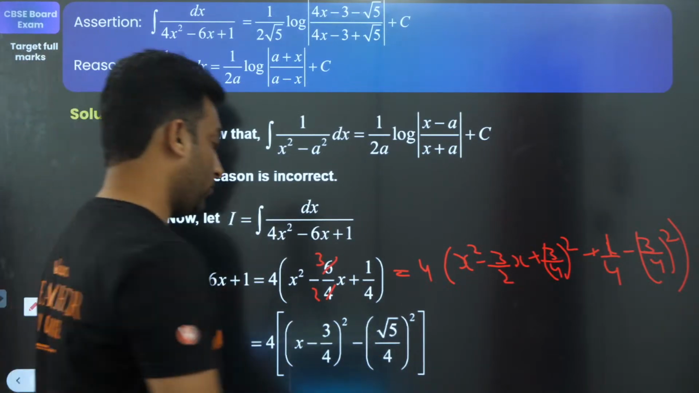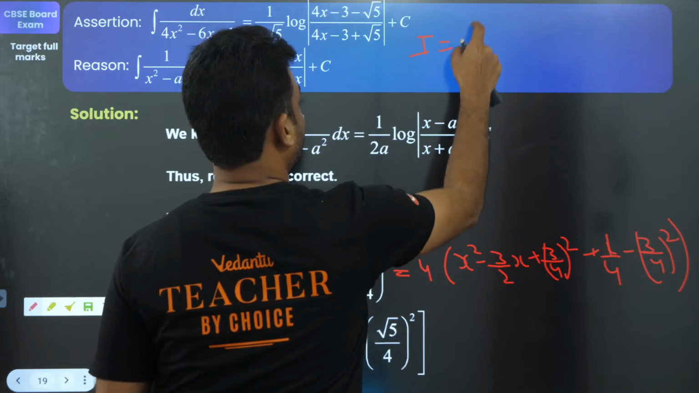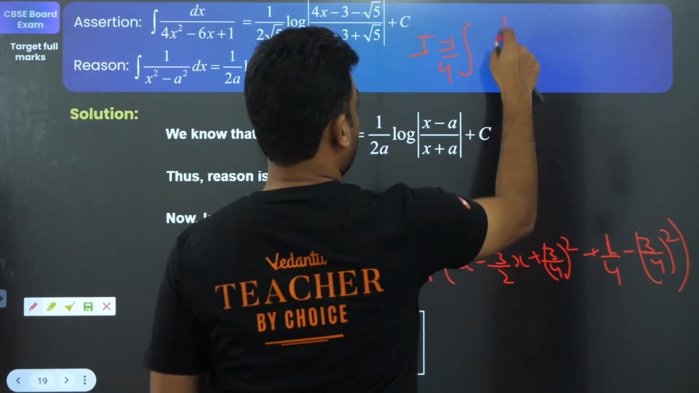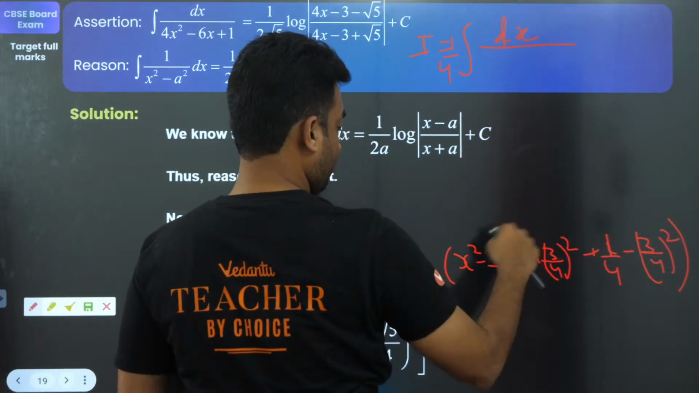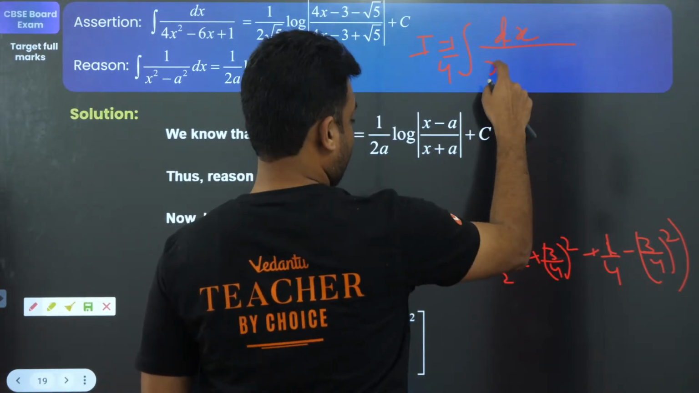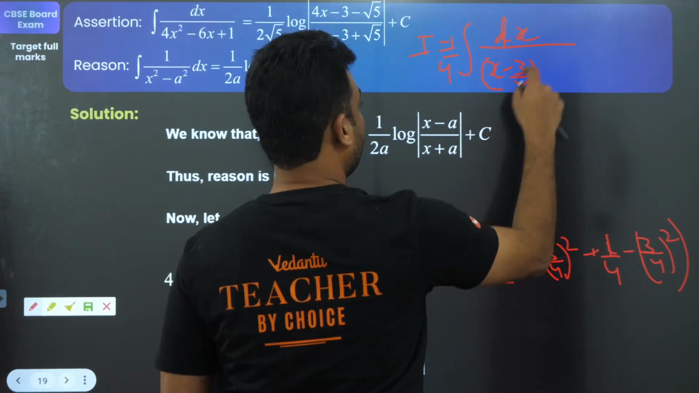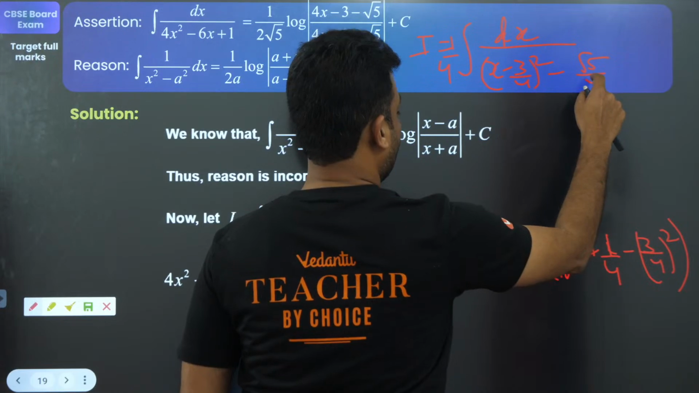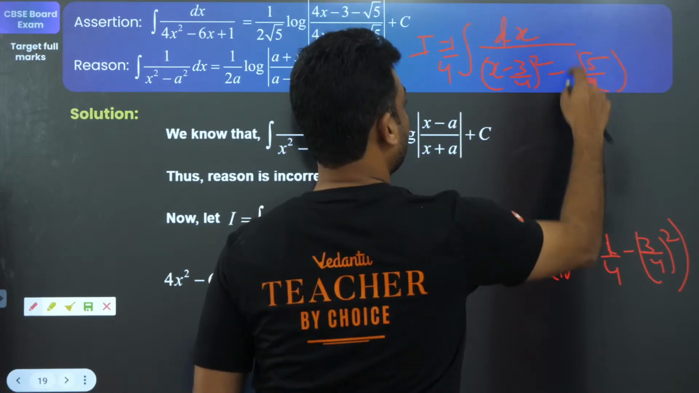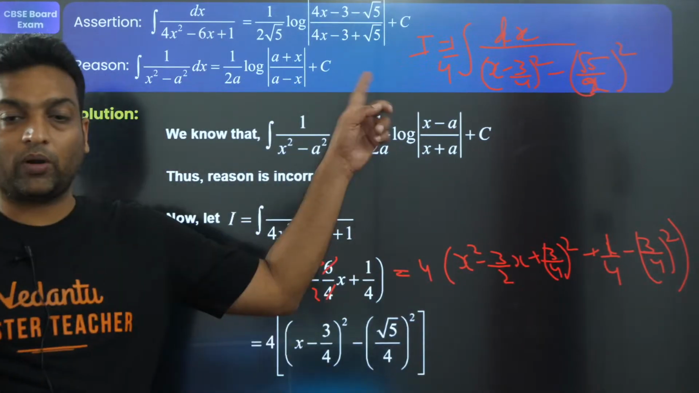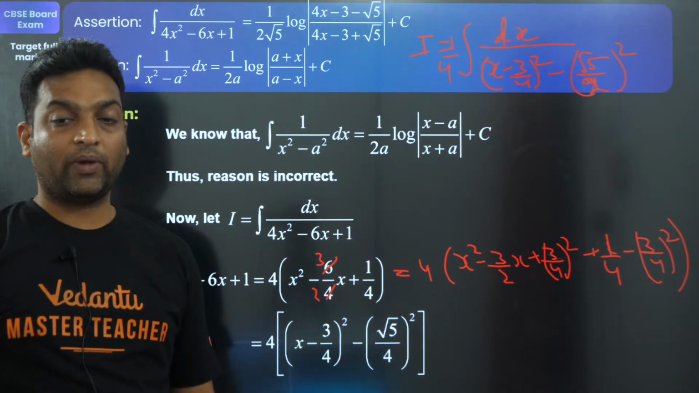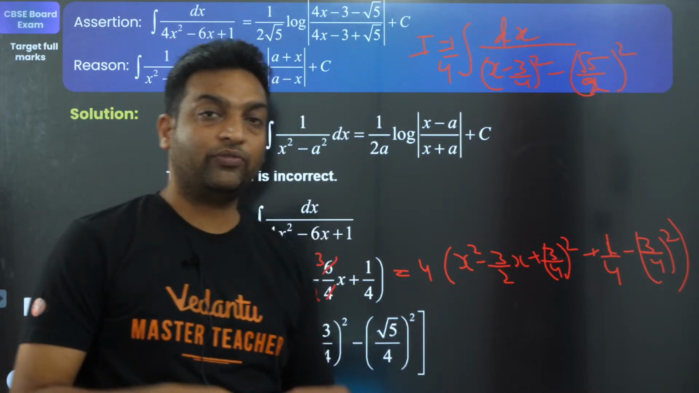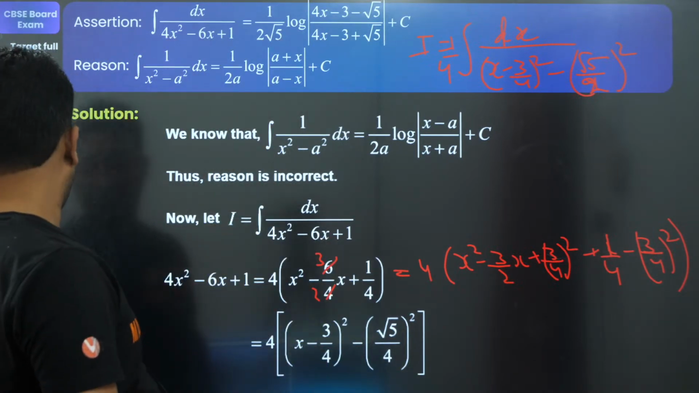Okay, so the integration is 1 by 4 times dx upon x minus 3 by 4 whole square minus root 5 by 2 whole square. Using dx upon x square minus a square, 1 by 2a log of mod of x minus a upon x plus a, with the same expression. Okay, let's move ahead.